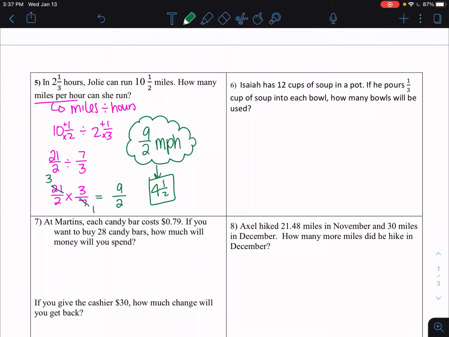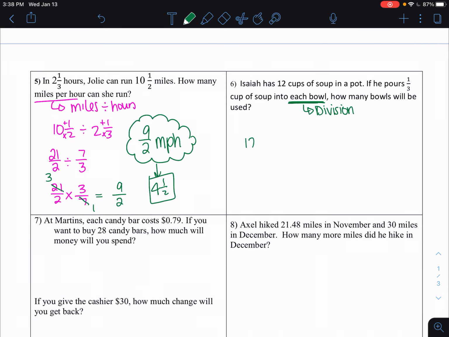Number 6 says Isaiah has 12 cups of soup in a pot. If he pours 1/3 cup of soup into each bowl, how many bowls will be used? So I'm pouring the soup into each bowl. That each is going to be your division. So I'm going to do 12 cups of soup total divided into 1/3 servings.